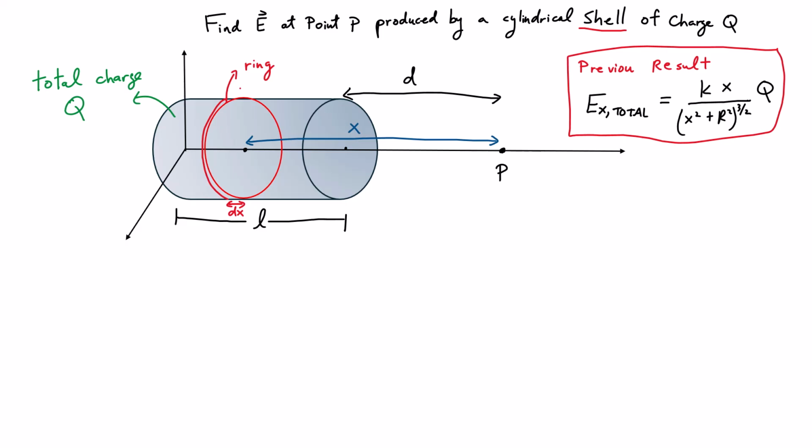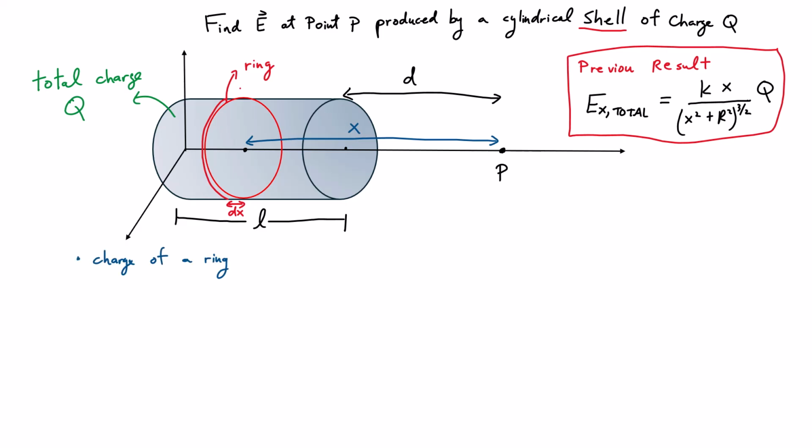Now, there's one important point here: in my previous result, I had the total charge of the ring inside the field expression. Clearly, the charge of this small, infinitesimal ring cannot be big Q. It has to be some other value, which I'm going to call dq. And dq is basically taking the total charge of the shell and slicing it up into infinitesimal amounts. So that's the first thing we have to do: we have to find the charge of the ring.